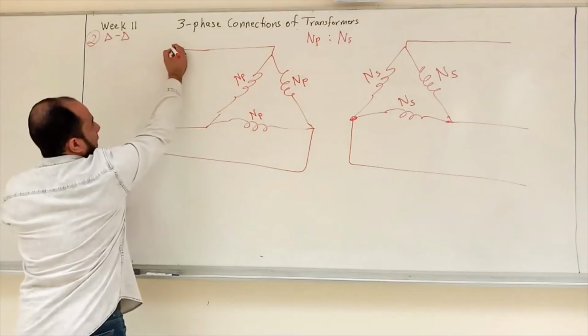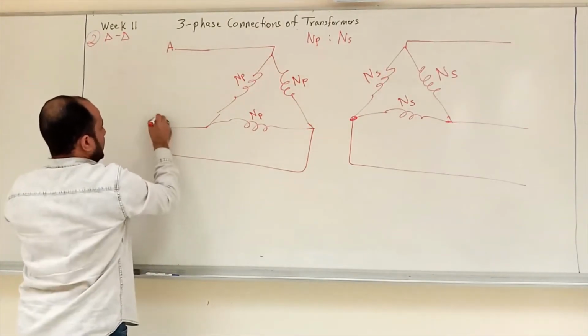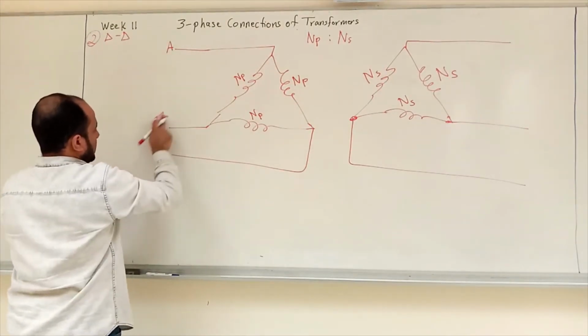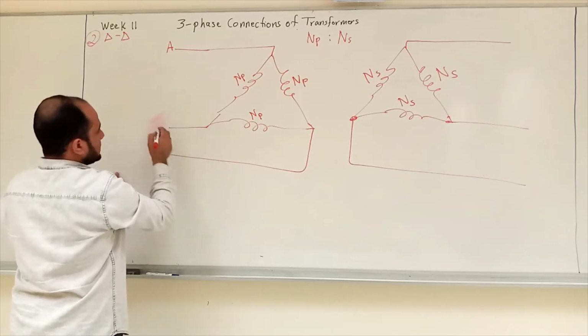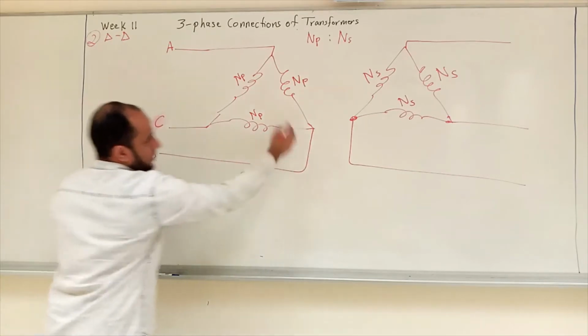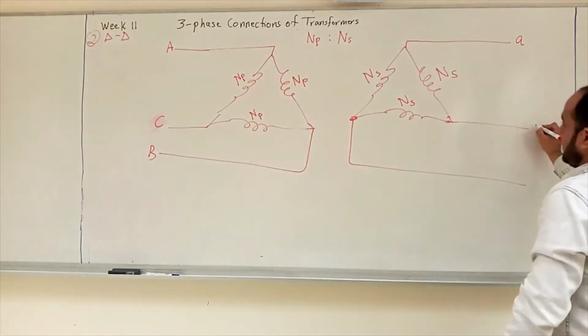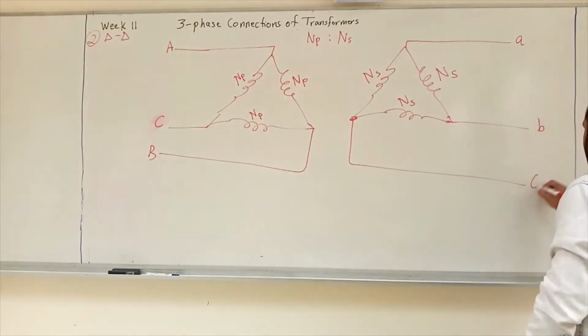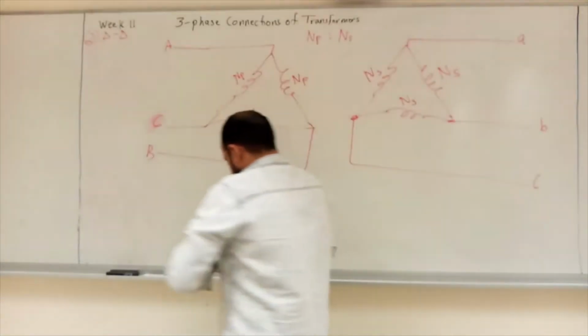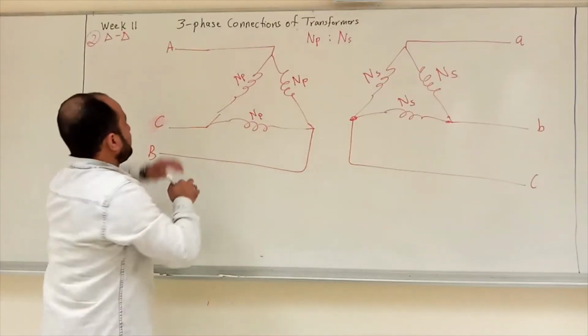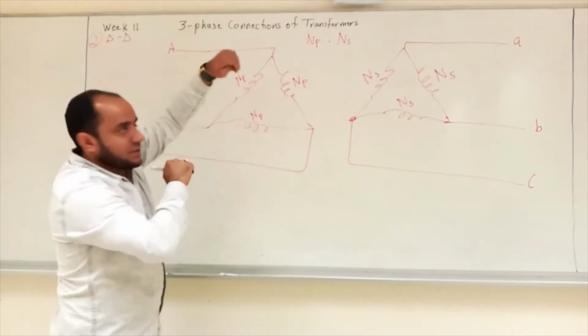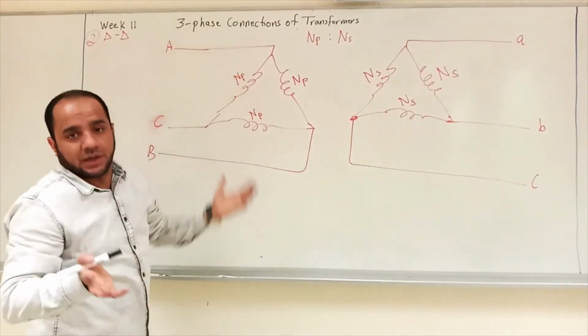Let me call this one A, B, or C, sorry, just a matter of convention here. C, B, that's B, and here this will be small a, that's gonna be small b, and this is small c. Again, similar to the Y to Y connection. Remember in delta connection, there is no neutral, right?